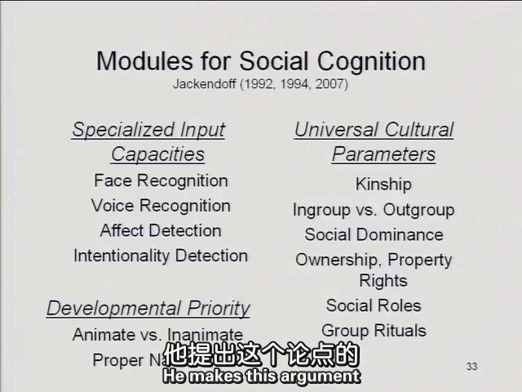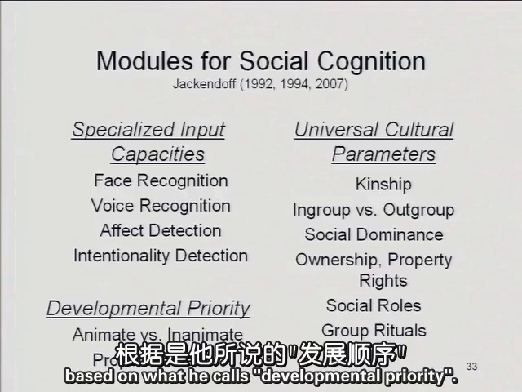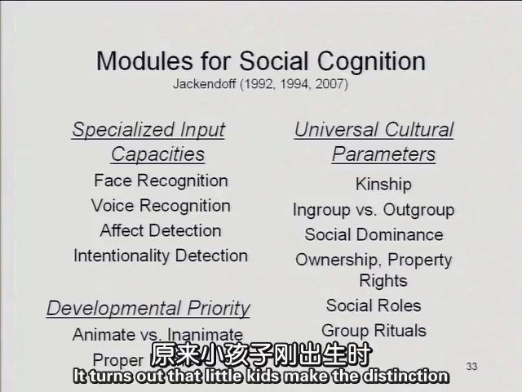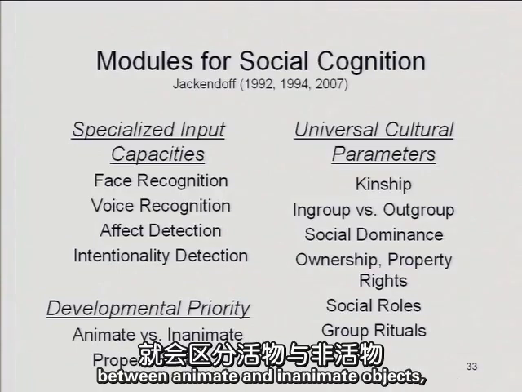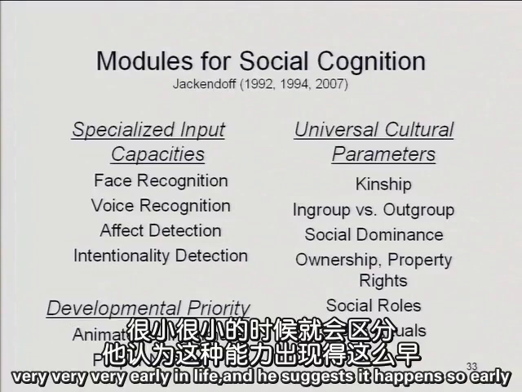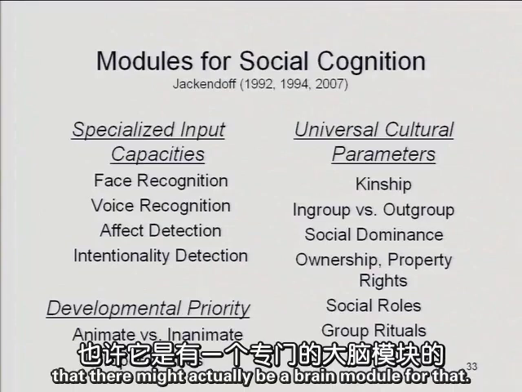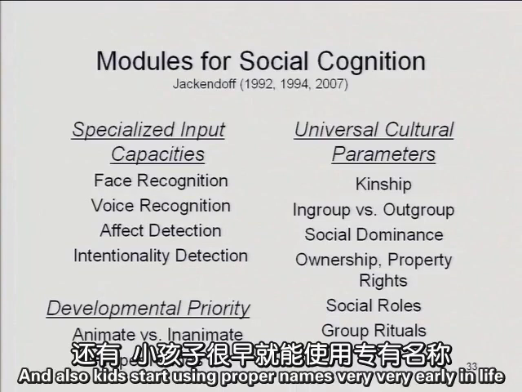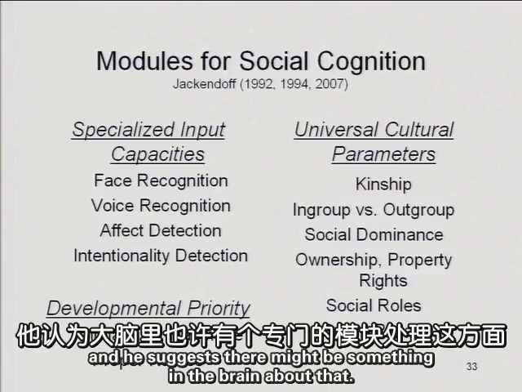And he makes this argument based on what he calls developmental priority. It turns out that little kids make the distinction between animate and inanimate objects, things that move on their own versus things that have to be moved, very early in life. And he suggests it happens so early that there might actually be a brain module for that. And also, kids start using proper names very early in life. And he suggests that there might be something brainy about that.